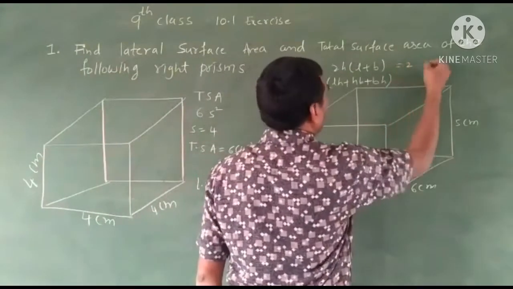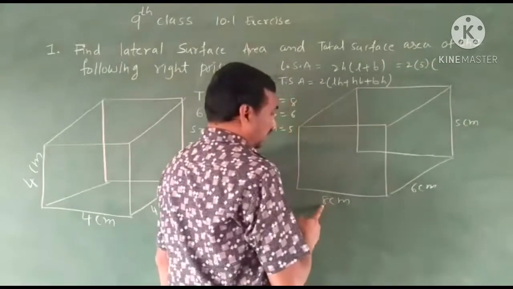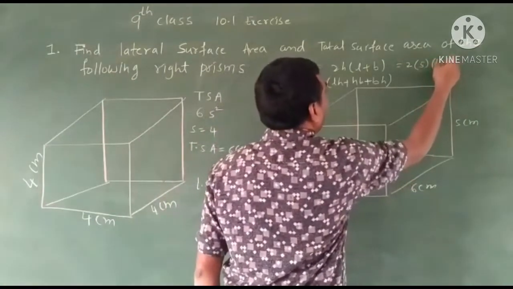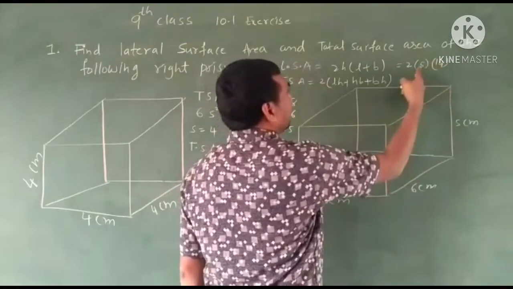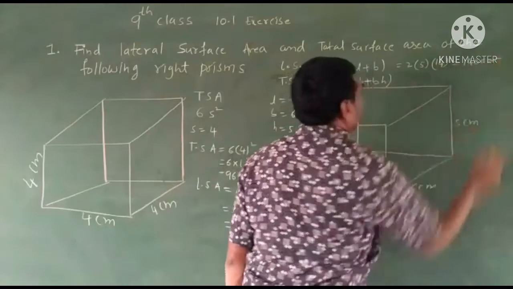That is 2 into, what is h here? 5 centimeters. L plus B. What is L? 8 plus B. 8 plus 6 is 14. So that is 14 fives are 70, 70 twos are 140 centimeters square.